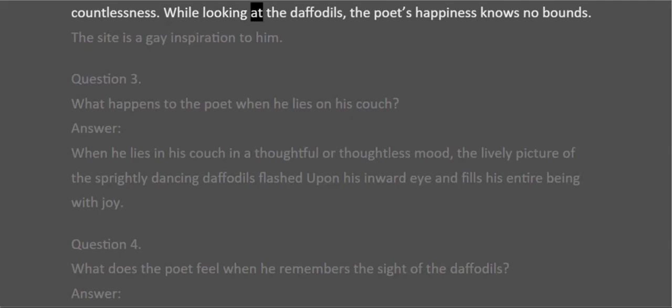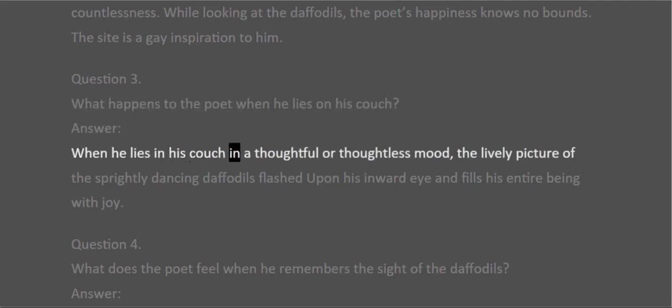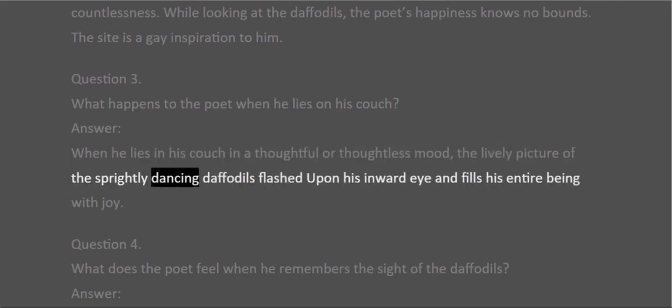While looking at the daffodils, the poet's happiness knows no bounds. The sight is a gay inspiration to him. Question 3. What happens to the poet when he lies on his couch? Answer. When he lies on his couch in a thoughtful or thoughtless mood, the lively picture of the sprightly dancing daffodils flashes upon his inward eye and fills his entire being with joy.